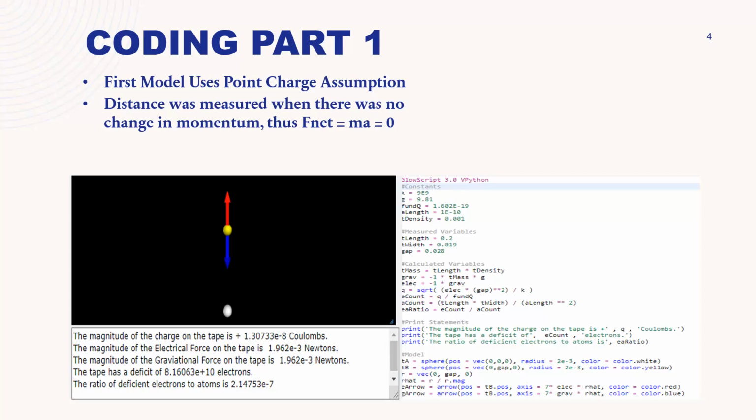So using this information, we found the magnitude of the charge on the tape can be estimated as 1.31 e to the negative 8 coulombs. The magnitude of the electrical force and the gravitational force were the same at 1.962 e to the negative 3 newtons. There was a deficit of 8.16 times 10 to the 10th power electrons, and the ratio of deficient electrons to atoms was 2.14 e to the negative 7.